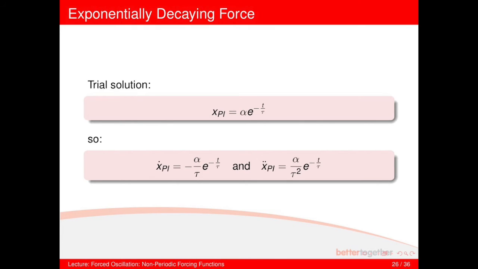The forcing function was an exponential, so our trial solution is the exponential. And notice that the constant in front of t remains the same. I don't change that. That's still minus 1 upon tau. But alpha I don't know. I've got to work it out. So I take the first derivative with respect to time. Obviously what happens is you get a minus 1 upon tau coming out, so I end up with minus alpha upon tau out the front. And I take the second derivative, where again I take another minus 1 upon tau out, and I end up with plus alpha upon tau squared.